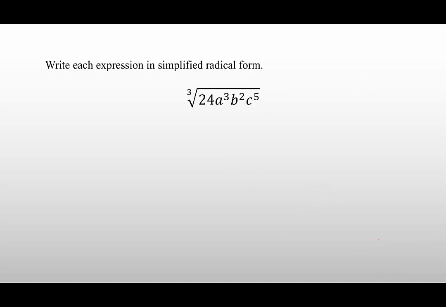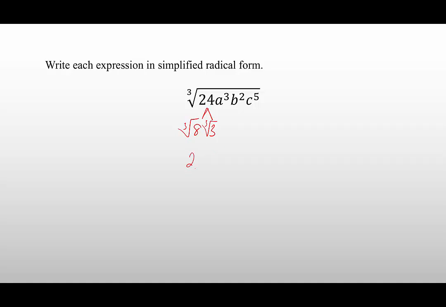In this example, we want the cubed root of 24a cubed b squared c to the 5th. Remember that the numerical factors, we treat differently than the variable factors. For the numerical factor, we want to find a perfect cube factor. What's a perfect cube that's also a factor of 24? Can you think of one? I can think of 8. So we can think of 24 as 8 times 3. This would be the cubed root of 8 times the cubed root of 3. The cubed root of 8 is 2, and the cubed root of 3 is the cubed root of 3.